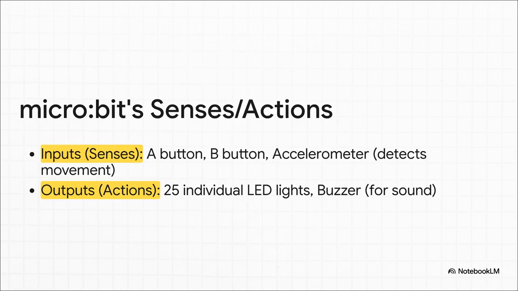So how does our microbit's brain sense the world around it? Well, its inputs are kind of like its senses. It's got an A button and a B button you can press. It even has something called an accelerometer, which means it knows when you tilt it or shake it around. And how does it act? Through its outputs. It has this little grid of 25 LED lights to show pictures and a tiny buzzer to make sounds. These are the pieces we get to play with.